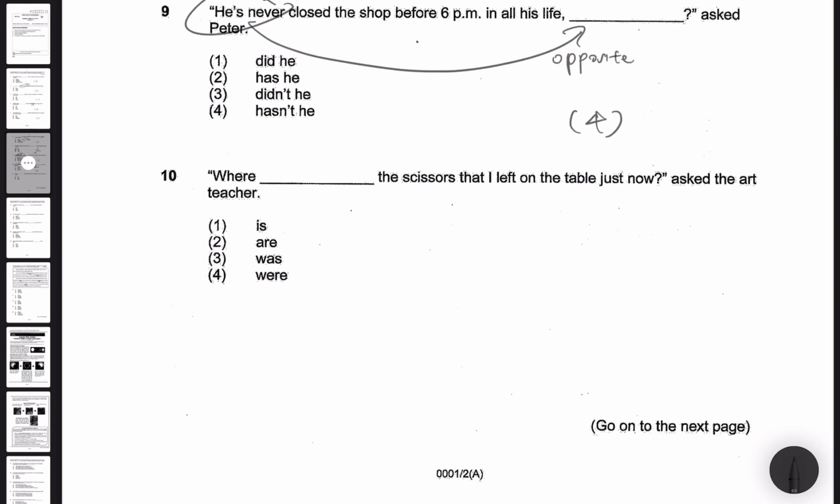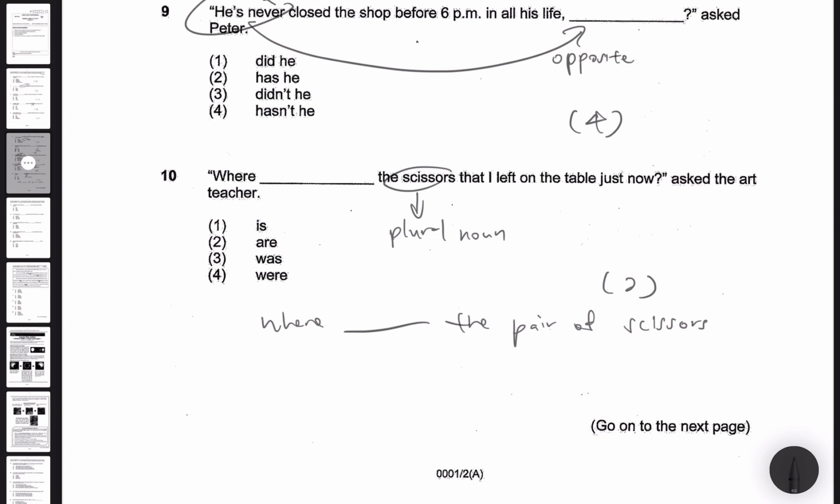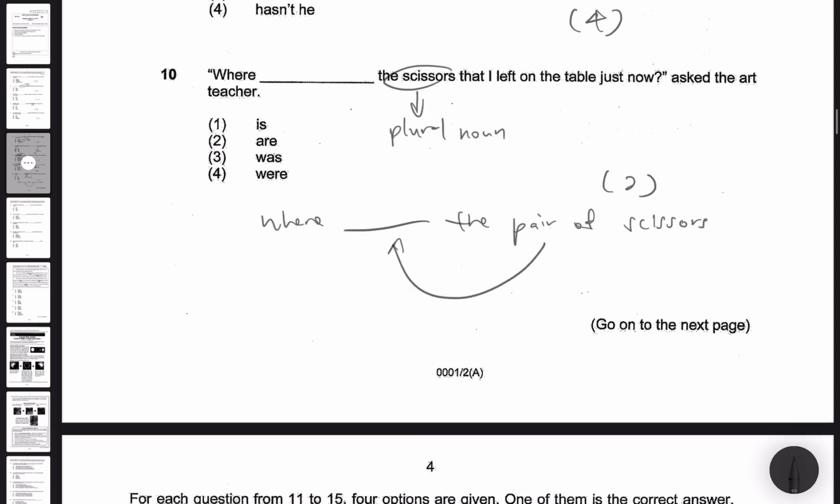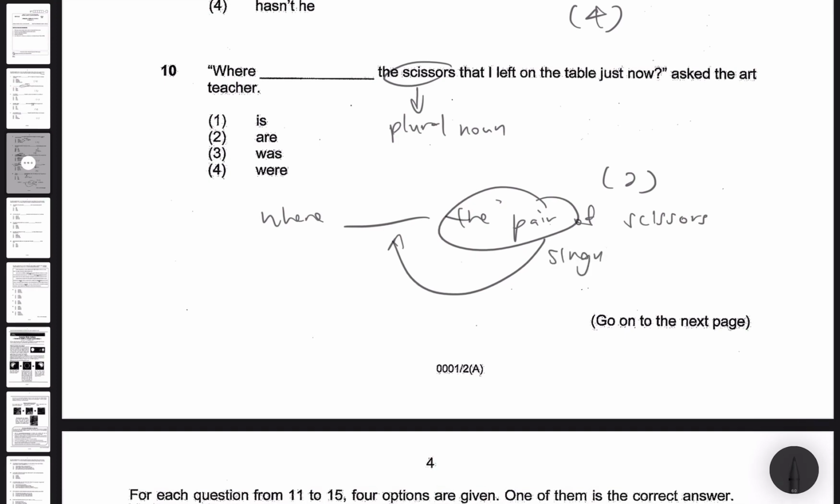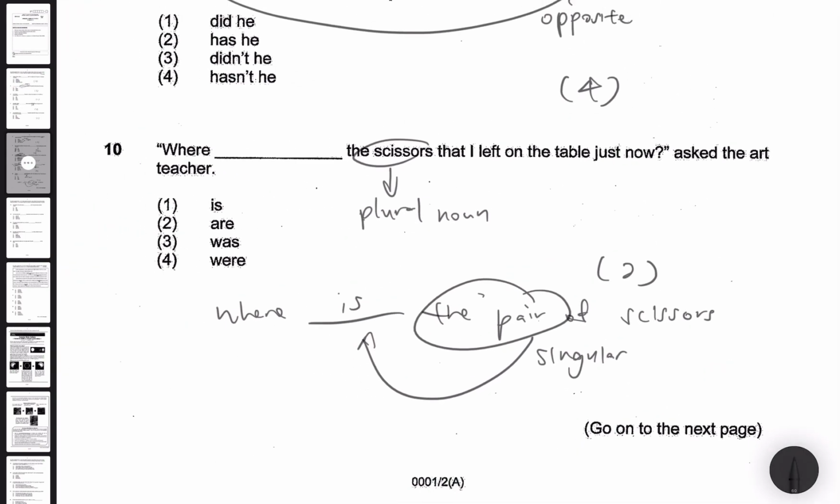Lastly, where blank the scissors that are left on the table just now? Scissors, plural noun. So now that you know this, what's the answer? Basically, number 2, right? But if they ask you where the pair of scissors, this changes it, okay? Because why? Then it will be the pair that determines the blank, which is singular. So in this case, the answer is where is. Alright, so take note. It's just that in this case, they don't have the word the pair. It's just the scissors, therefore we consider plural, and therefore where are.